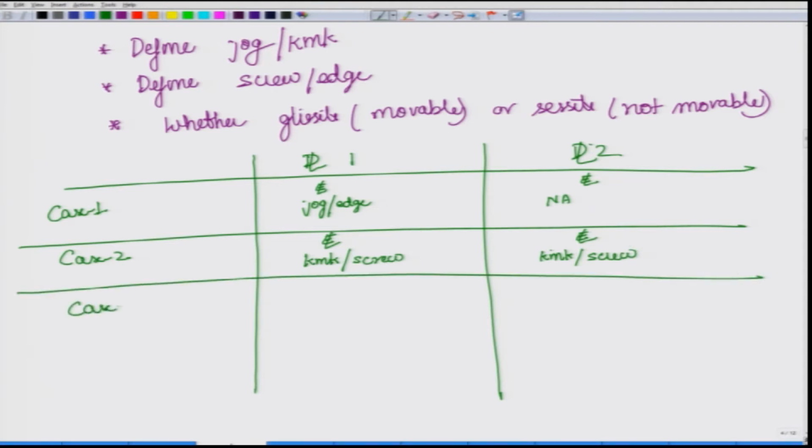Case 3, we had 1 screw dislocation and 1 edge dislocation. So, dislocation 1 was edge and dislocation 2 was screw dislocation. For the edge dislocation we obtained a jog, which has to be edge, and for the screw dislocation, assuming the given slip planes, we say that it is a jog and edge.